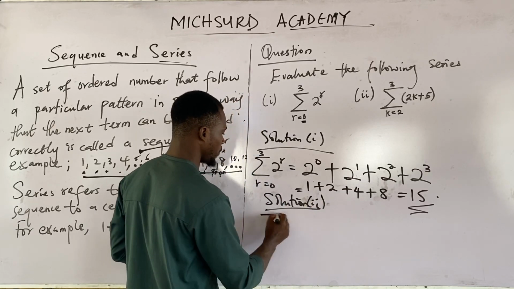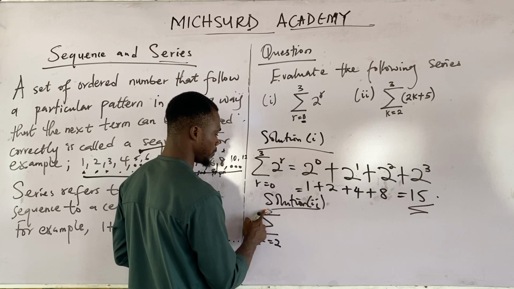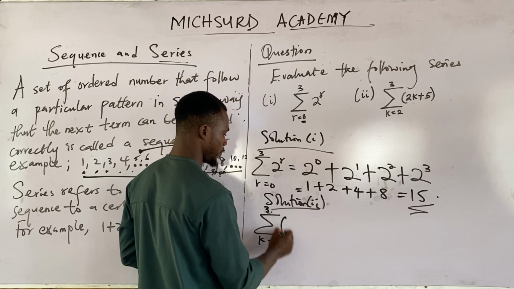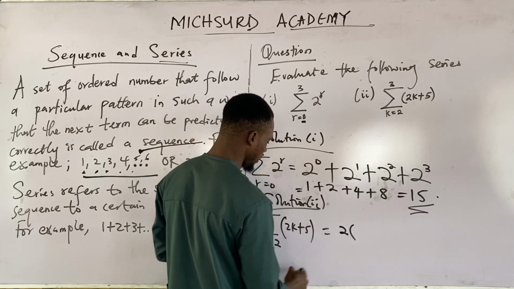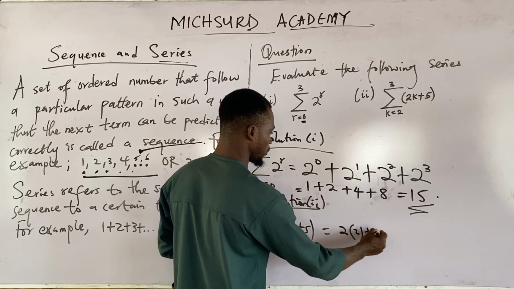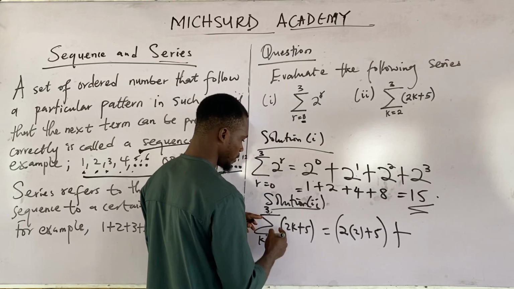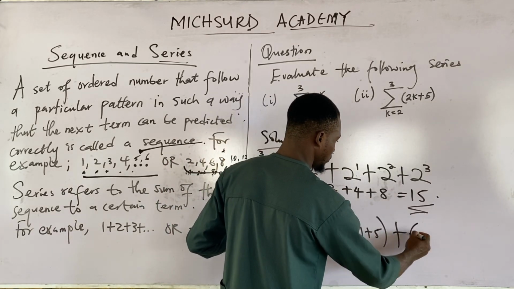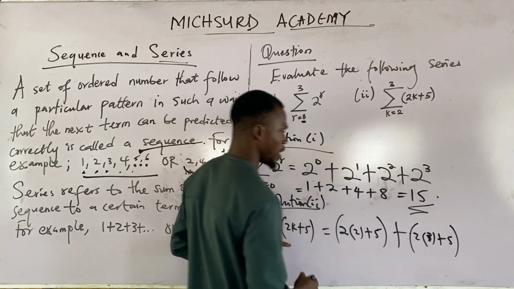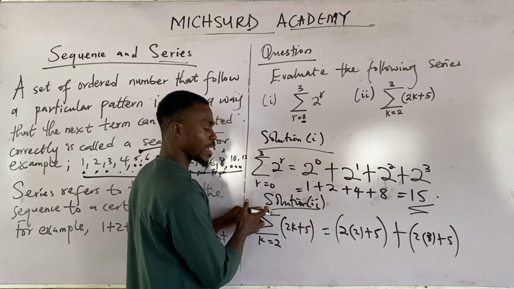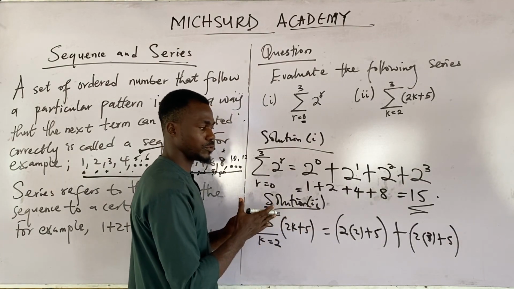Here we have the summation from k equal to 2 to 3. So we stop at 3 here as well. Then we have the formula 2k plus what? Plus 5. Using the formula, we have 2k, where k starts with 2, plus 5. So we are done with the first term. Then we go to the next one. We have the same formula, 2k, where k is now 3, plus 5. Now we stop here because we are ending at 3. Supposing we had to end at 4, we would continue to k equal to 4.